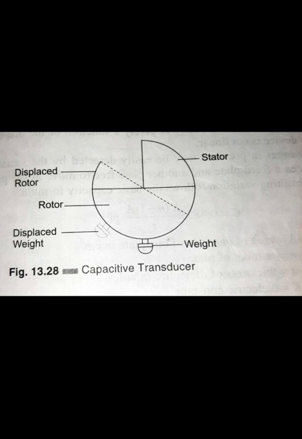The rotor is mechanically coupled to the member under test. As the member moves, the rotor changes in position relative to the stator, thereby changing the effective area between the plates. A transducer of this type is called a capacitive transducer, as shown in the figure. Such a device is used to detect the amount of roll in an aircraft.